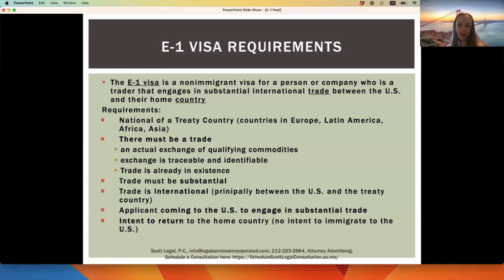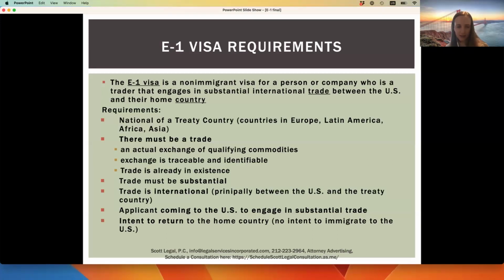The next requirement is that you must be coming to the US to engage in substantial trade. This requirement basically means that you are coming to the US to manage, direct, and develop the company.